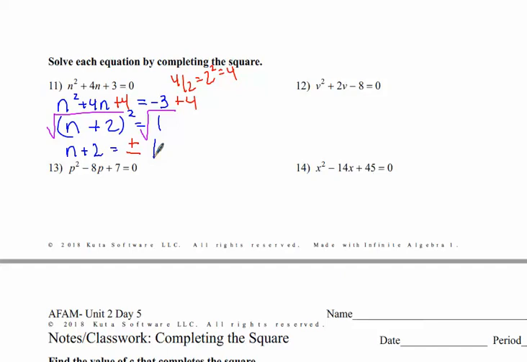So now I can solve these 2 equations, and there are 2 here. I have n plus 2 equals 1, and n plus 2 equals negative 1. When I solve them, I just subtract 2. I get n equals negative 1. Subtract 2, n equals negative 3. And those are my 2 answers. I'm going to do one more problem.